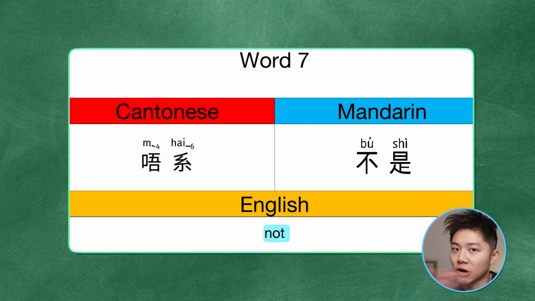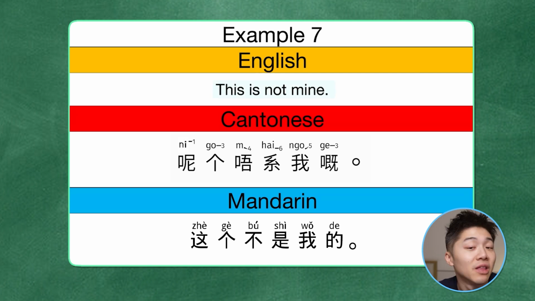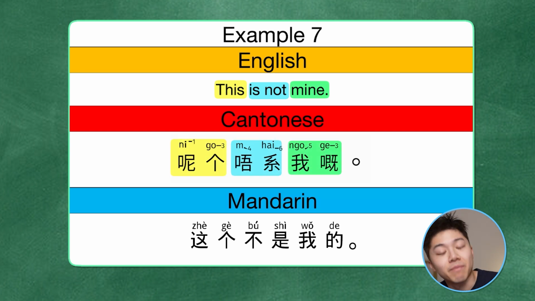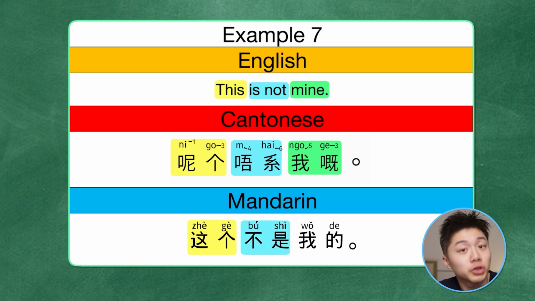Next example is not. In Cantonese, 唔係. In Mandarin, 不是. This means it's not that way, like it's not. For example, in English, this is not mine. In Cantonese, 呢個唔係我嘅. 呢個 means this, 唔係 means is not. 我嘅, 我 is I, and then 嘅 means like mine. In Mandarin, it becomes 這個不是我的.